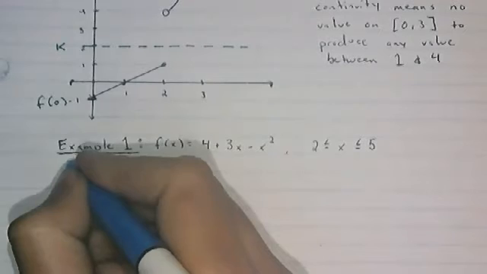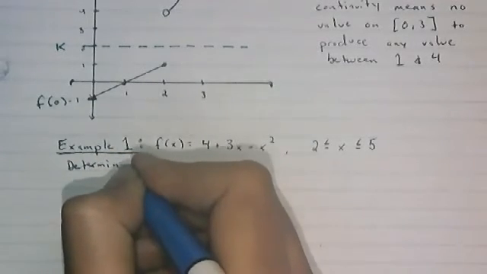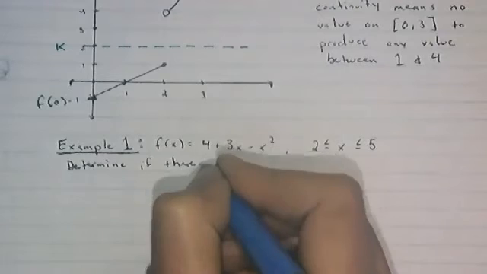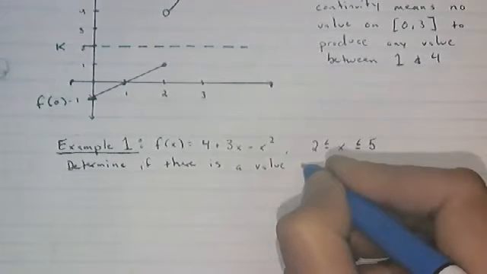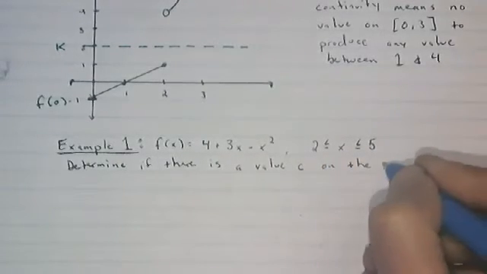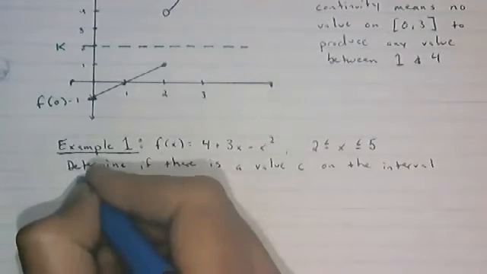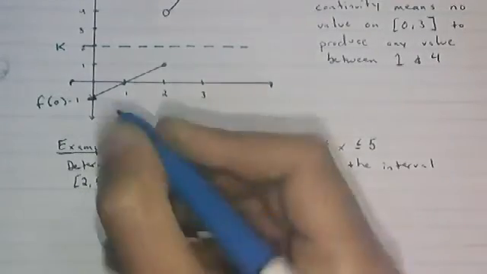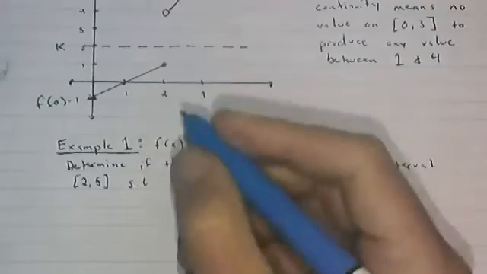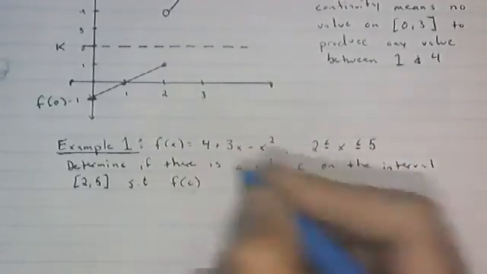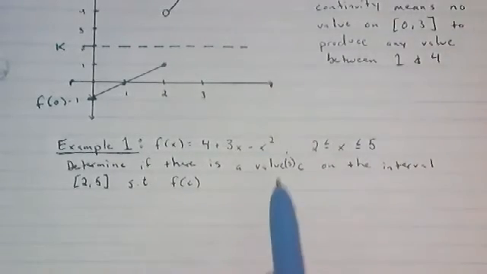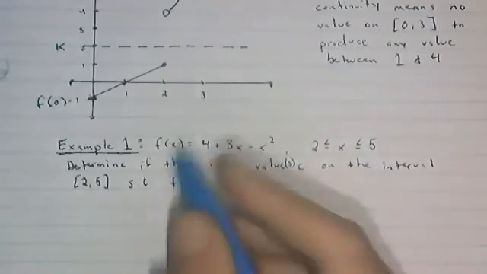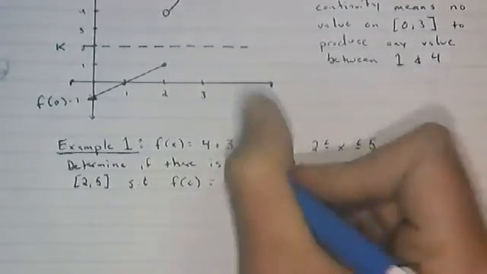We're going to determine if there is a value, call it C, on the interval from 2 to 5, such that, when you plug C in, and actually this should say if there is value or values, you can have multiple values, f of C equals 1.